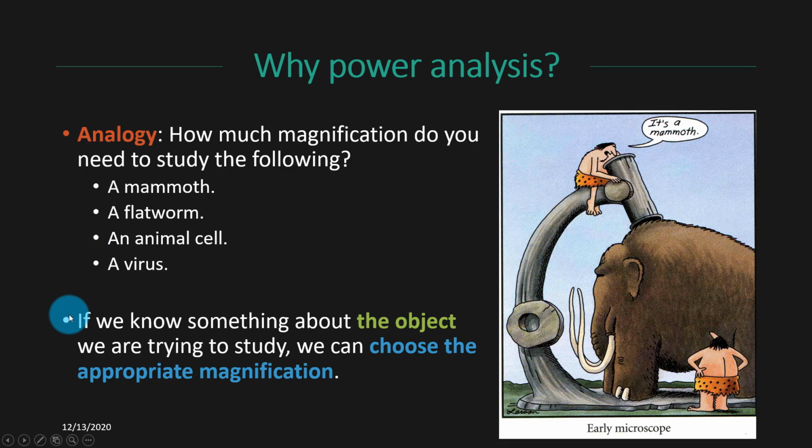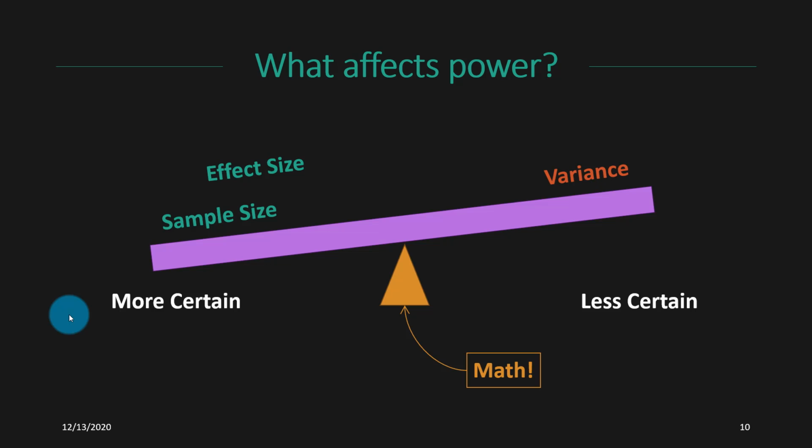And the same is true when designing studies in other sorts of experimental sciences. If we know something about the object we're trying to study, we can choose the appropriate amount of magnification, right? Or that is to say, we can choose the appropriate amount of statistical power to make sure that we're asking our research question in a robust way.